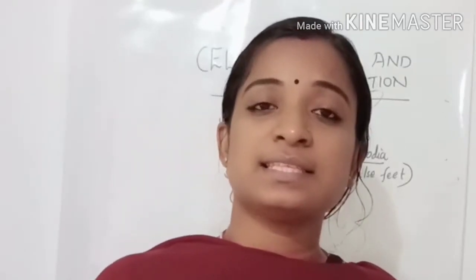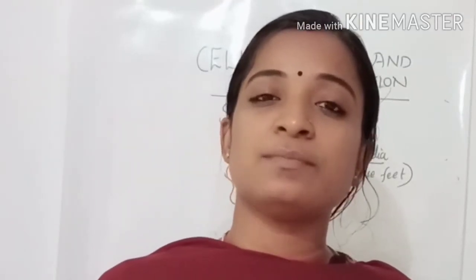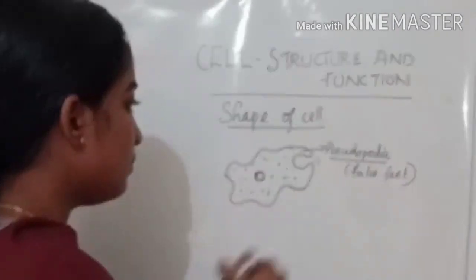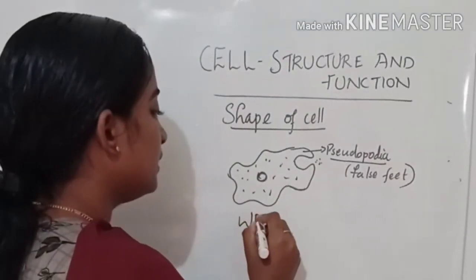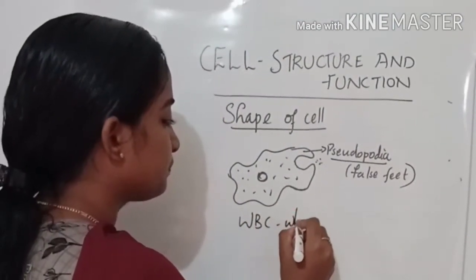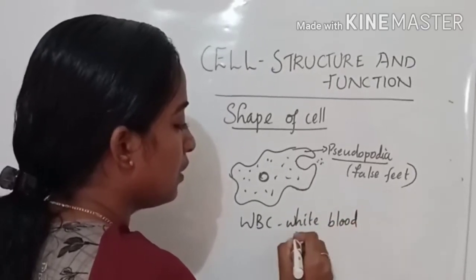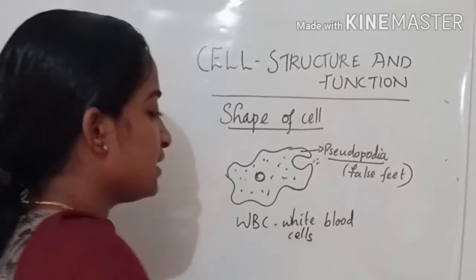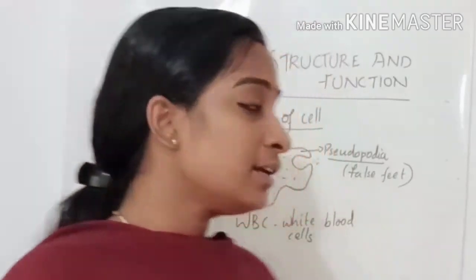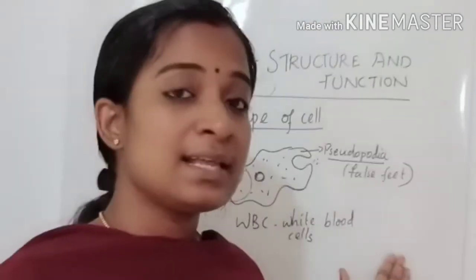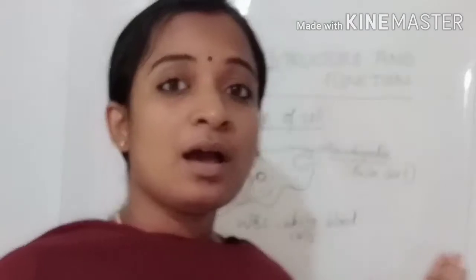Whereas another example in human beings, we can write as WBC, or white blood cells, which can also change their structure. Okay, so they can also change their shape. But here WBC is a single cell, whereas amoeba is a single celled organism.